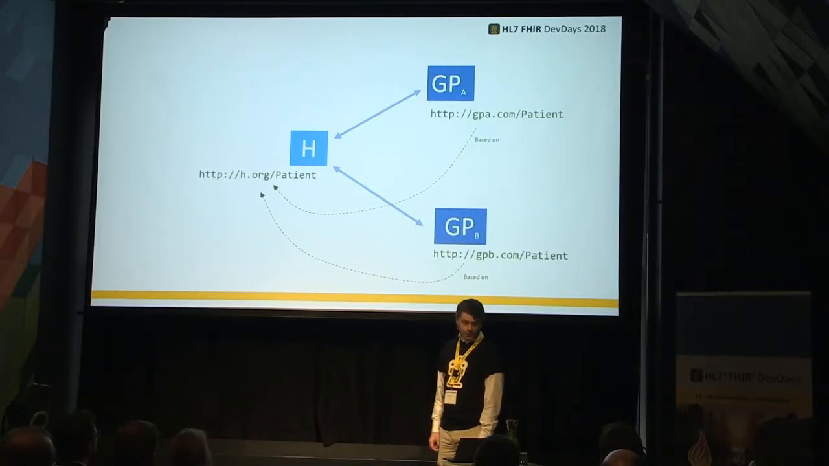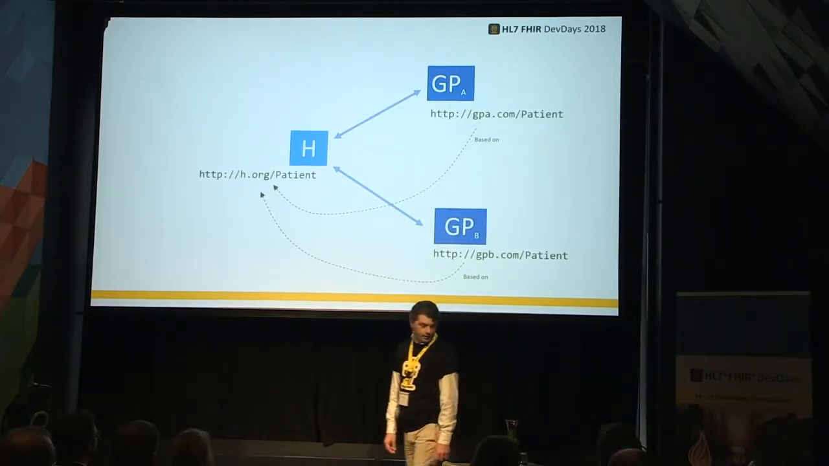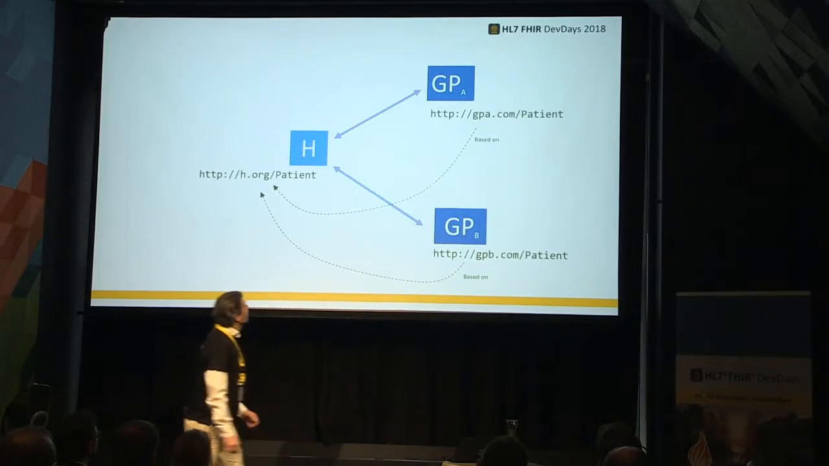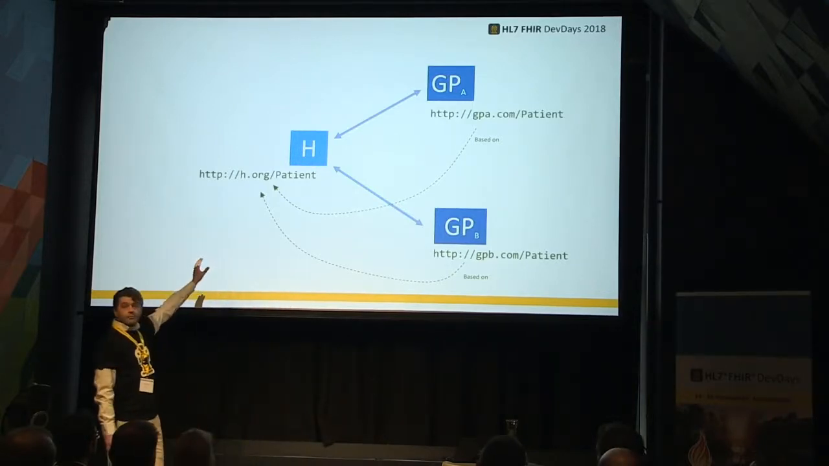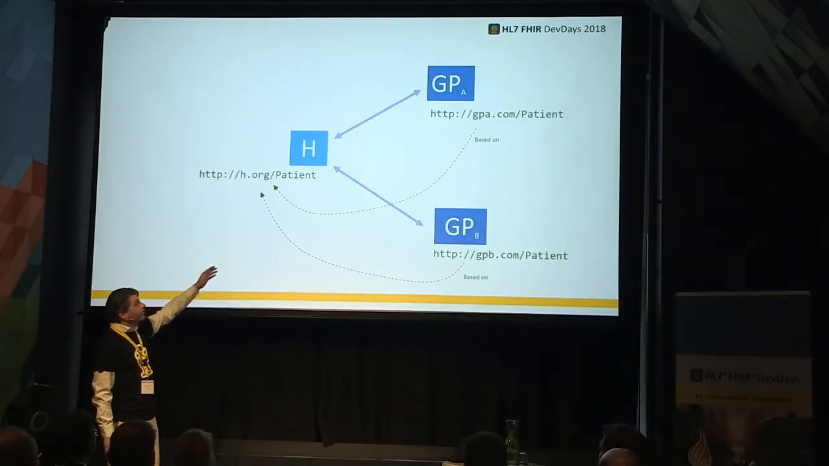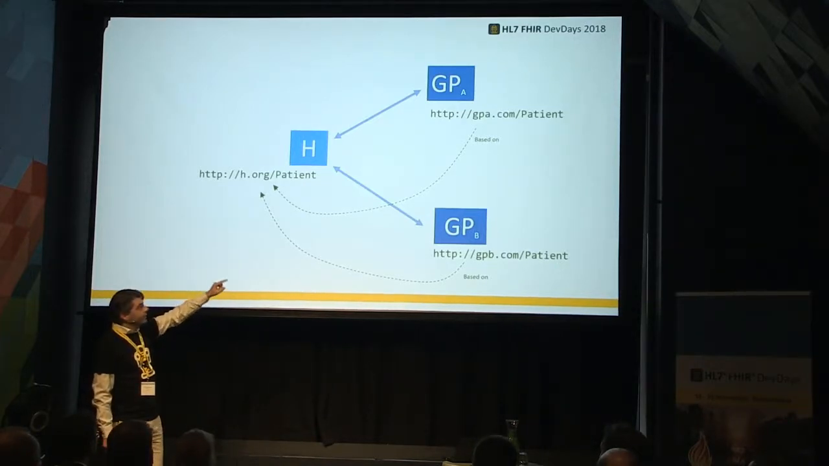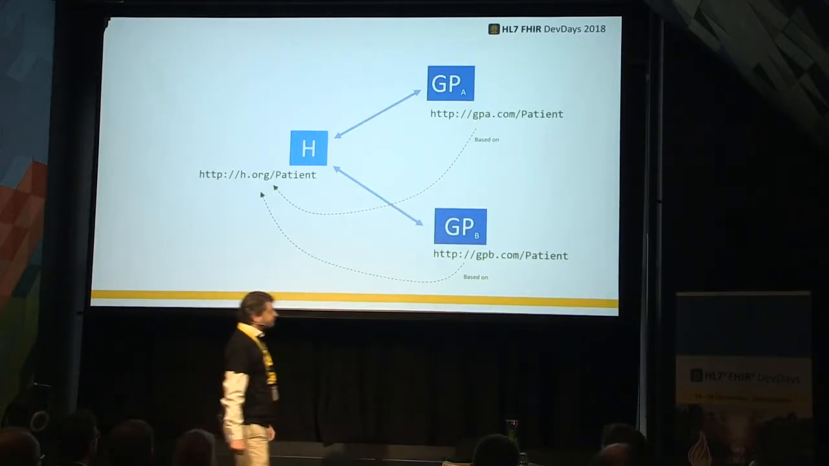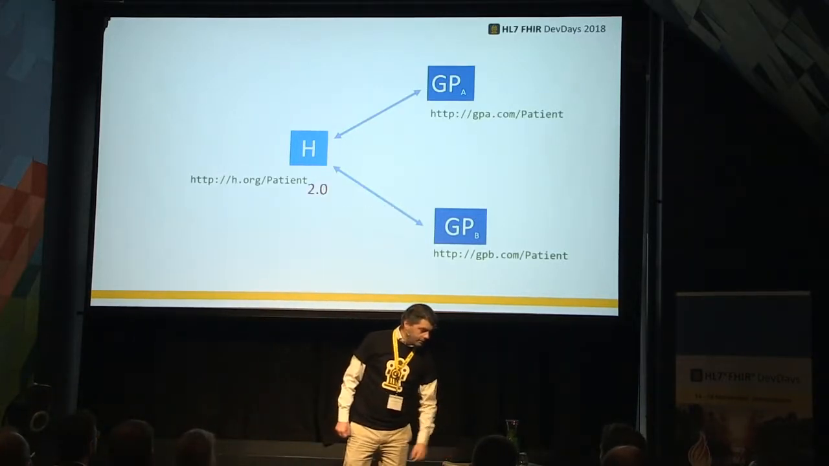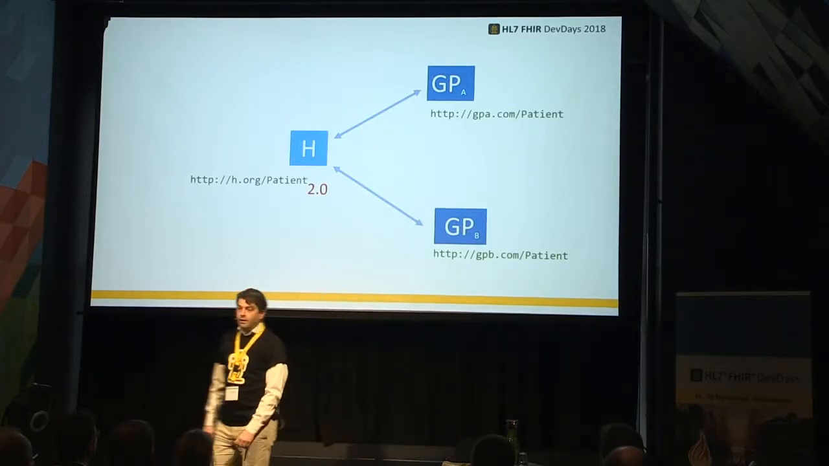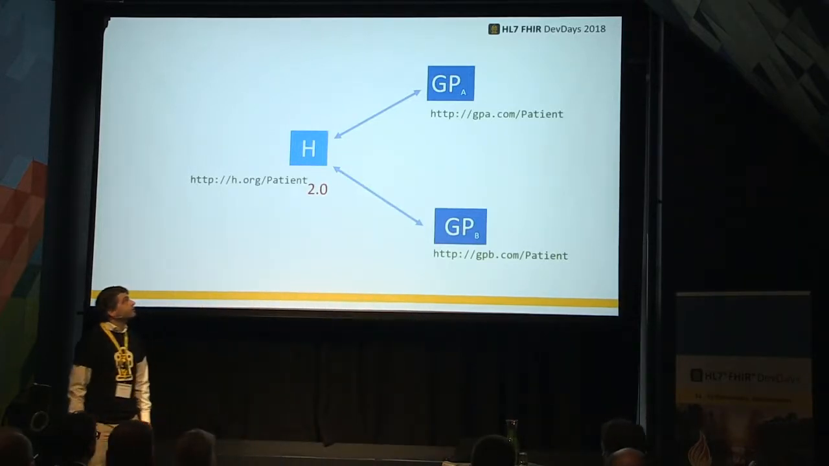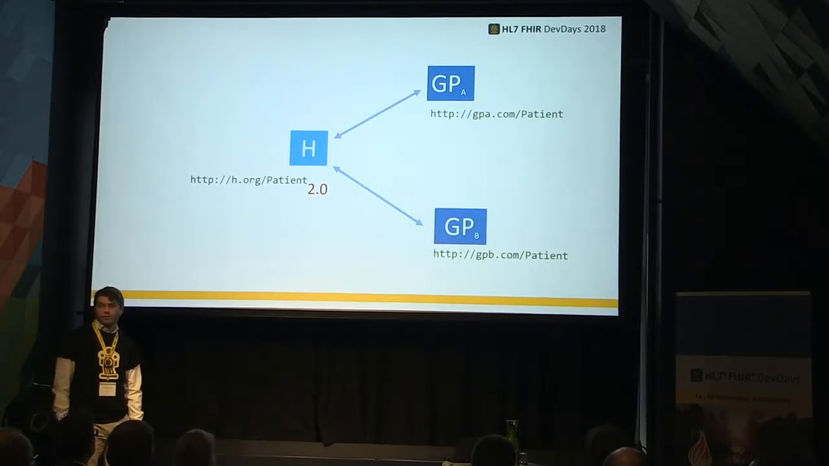And let's start with one resource, a patient. You must think that the hospital has created a profile on patient, and the two GPs have created their own profile based on that patient from the hospital. So they are compatible. GP A and GP B are not compatible with each other, but they are both compatible with the hospital. Now, imagine that the hospital goes to a new version, then the patients from the GPs become incompatible, so they have to upgrade.